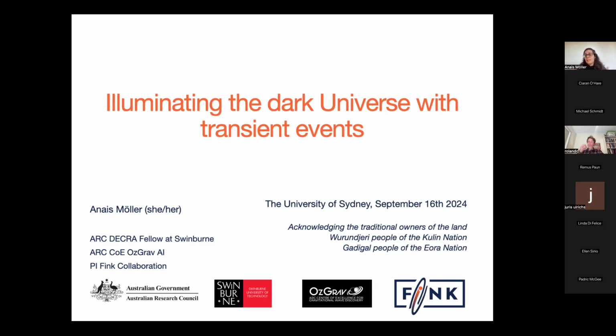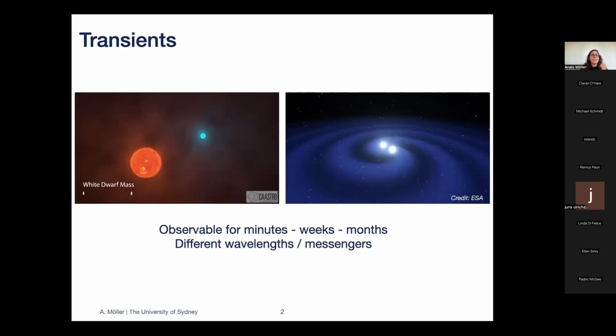So today I'm going to tell you about transients and their role in understanding the components of our universe, in particular the effect of dark energy. But I'm also going to mention how we can use these transients to understand extreme physics that we cannot access here on Earth. And this is mostly work that I also do in OzGrav, where I'm an AI. So let's start with transients.